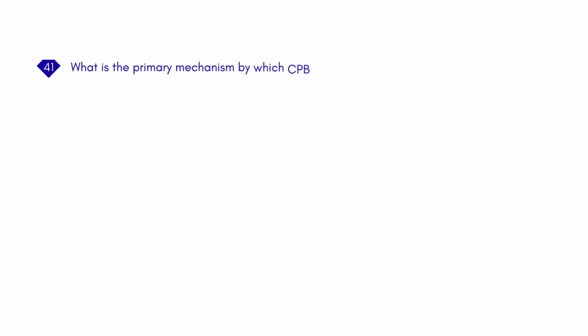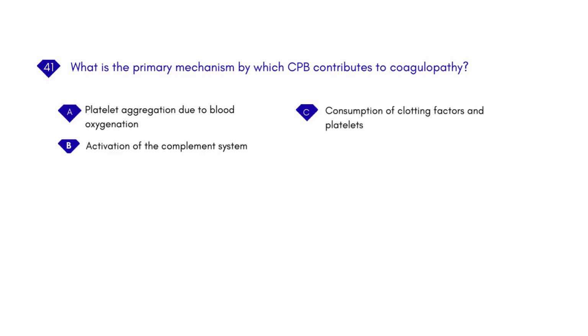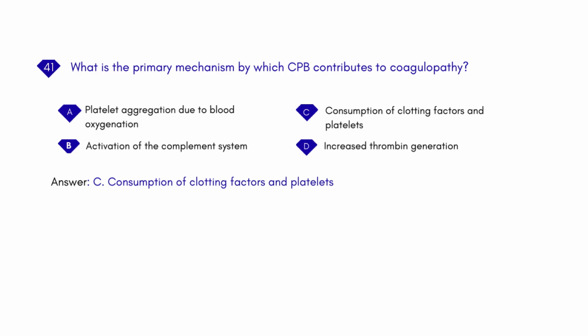What is the primary mechanism by which CPB contributes to coagulopathy? A. Platelet aggregation due to blood oxygenation. B. Activation of the complement system. C. Consumption of clotting factors and platelets. D. Increased thrombin generation. Answer: C. Consumption of clotting factors and platelets.